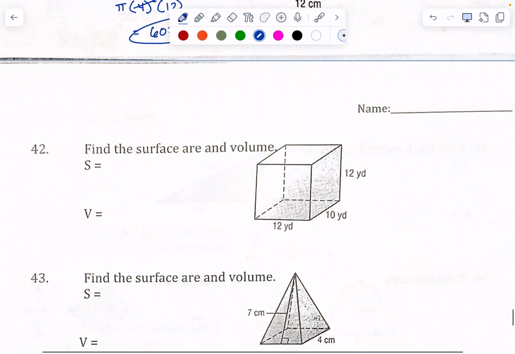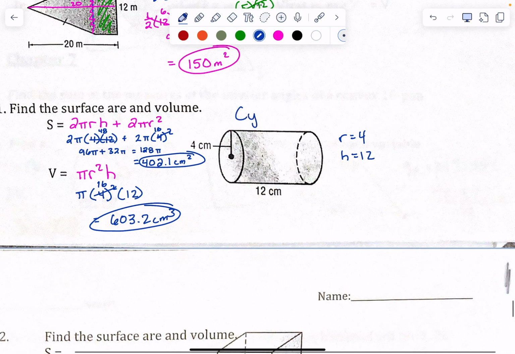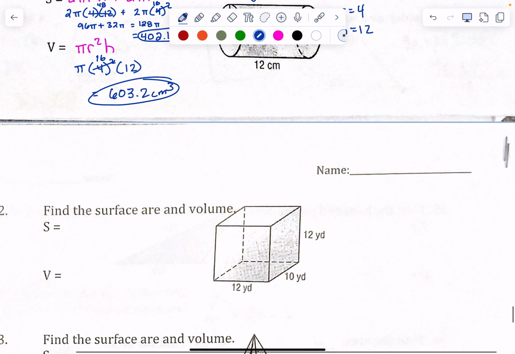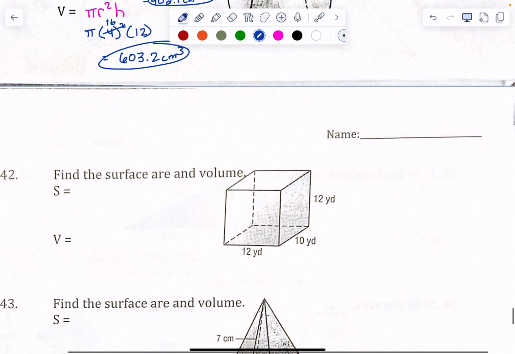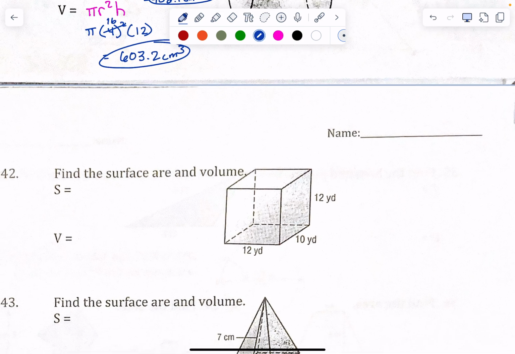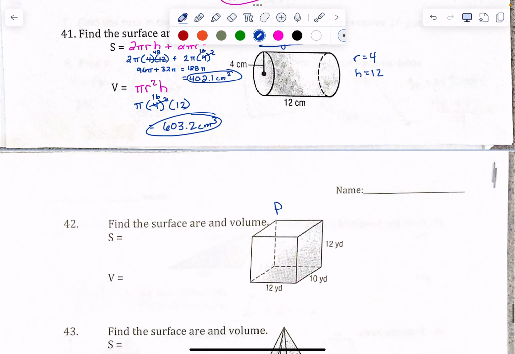What shape is this? This is a cylinder, by the way. That looks like a cylinder, but whatever. Wait. Go back up. That is a prism, specifically a rectangular prism, like Zach said.